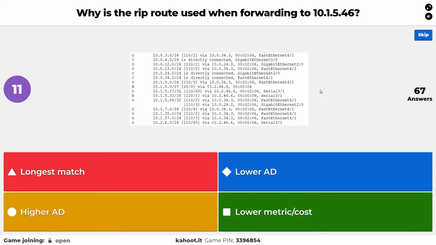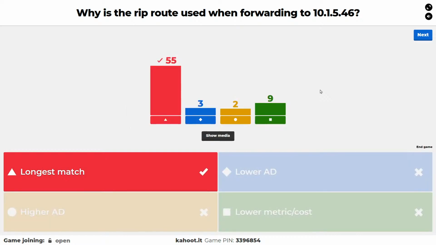Yes, Paul CCNA is saying another way of saying the longest match is the most specific route that matches. Yes, yes, yes, yes. Love it. Boom, longest match. Once it's in the routing table, it is indeed the longest match.